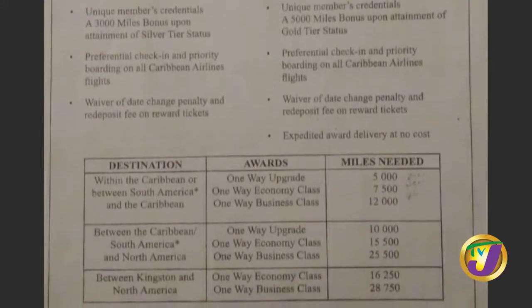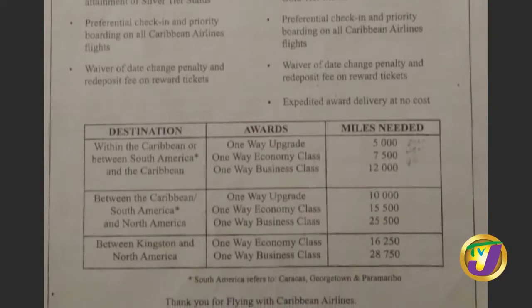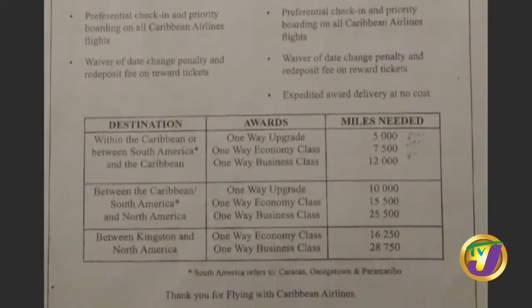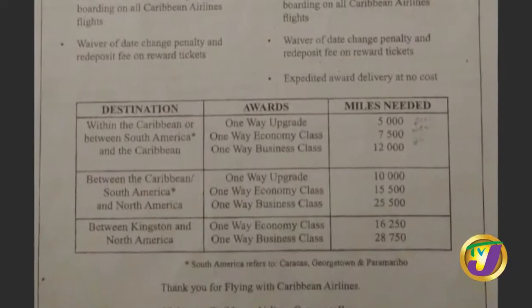Now let's look at the table. So it's arranged in three columns: destination, awards, and the miles needed. So let's move across. The first destination, within the Caribbean or between South America and the Caribbean. The awards: one-way upgrade, one-way economy class, one-way business class. And the miles you need for the one-way upgrade, 5,000. For the one-way economy class, 7,500. And for the one-way business class, 12,000.